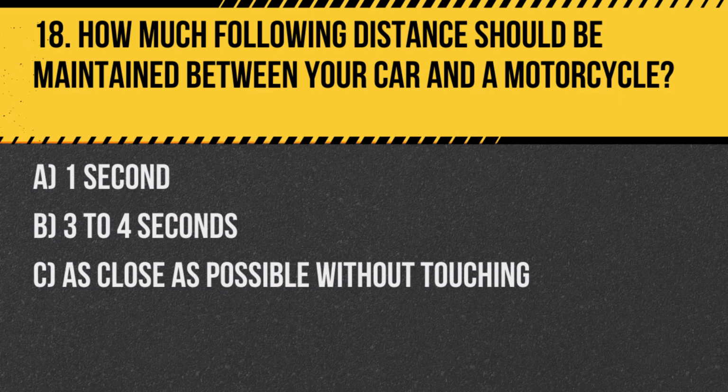Question 18. How much following distance should be maintained between your car and a motorcycle? A. 1 second. B. 3 to 4 seconds. C. As close as possible without touching.